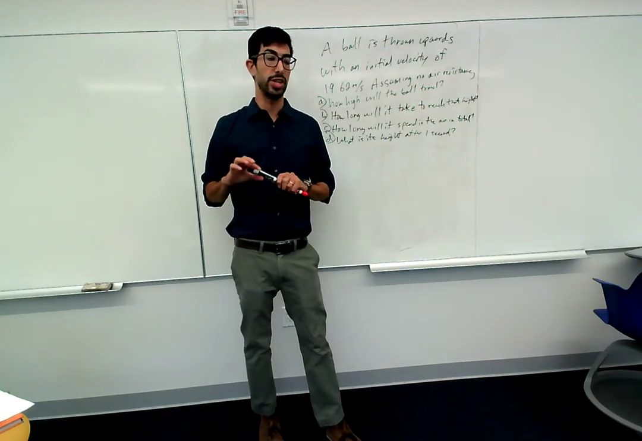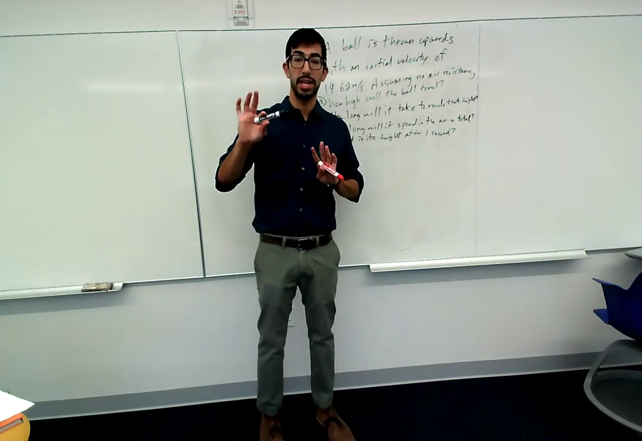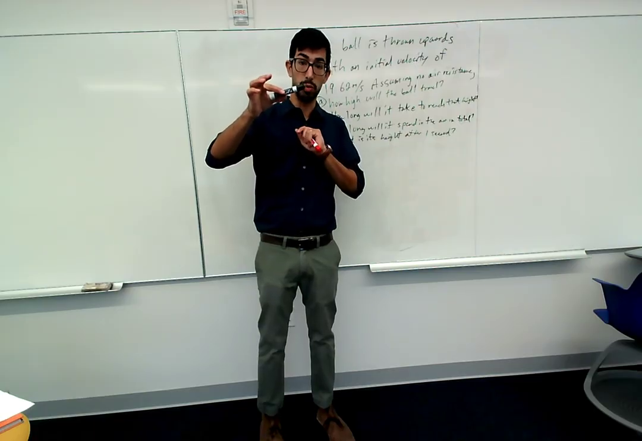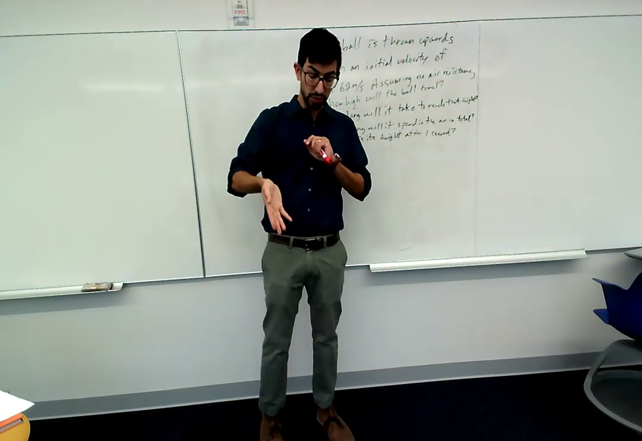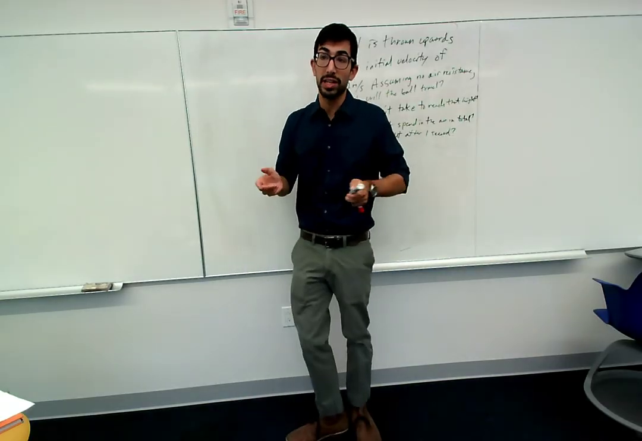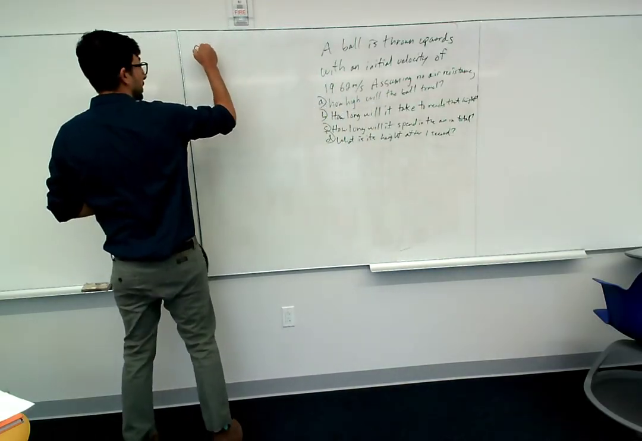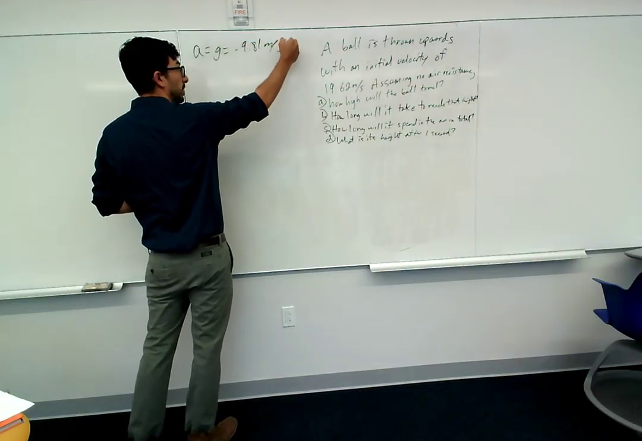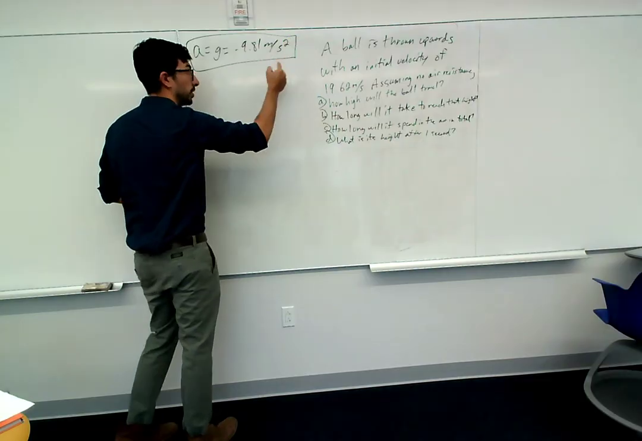We just talked about a situation where I simply drop an object. And when I drop an object, our initial velocity is 0. Take a look, it's not moving at all. And our final velocity is some negative value, because it's downwards. That's because acceleration due to gravity on Earth is negative 9.81 meters per second squared. We want to use that value.